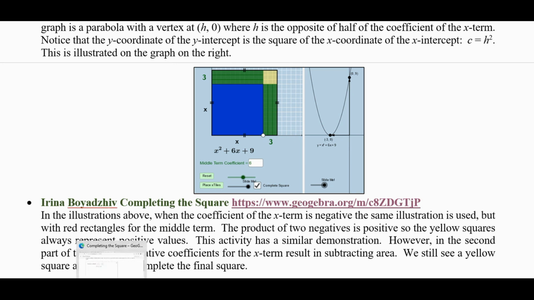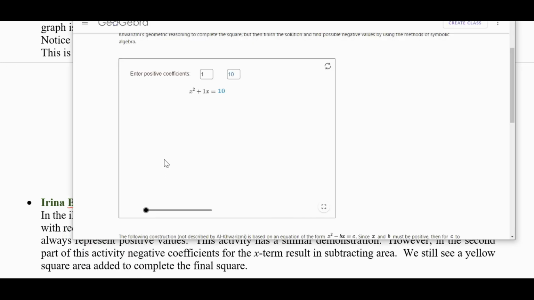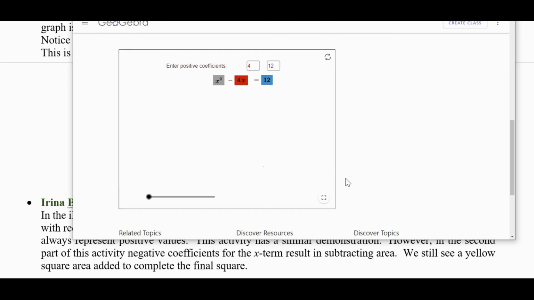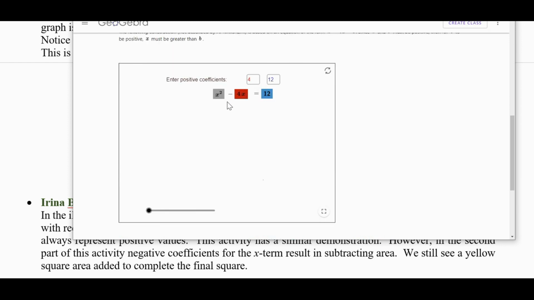But this same illustration, if you go down, this one here allows a negative. So you put a positive number here, but there's a subtraction here. And this one has a different illustration for the negative. So let's look at that. Let's just do the one they have, 4 and 12. So you start the same way, right?